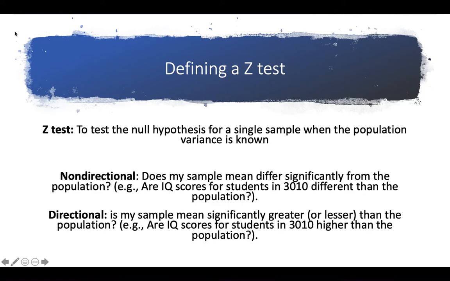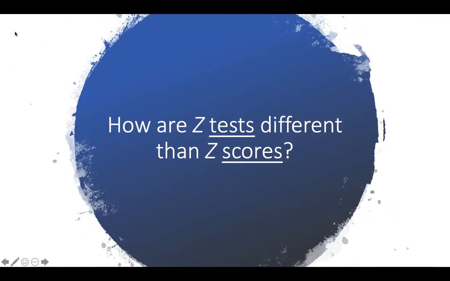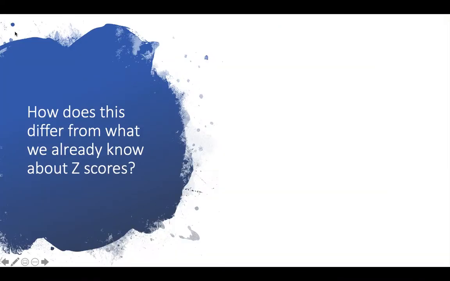You can also have a directional z-test. Is my sample mean significantly greater or lesser than the population? So for example, are IQ scores of students in 3010 higher than the population? How are z-tests and z-scores different? Well, a z-score tells us about an individual in relationship to the sample, right? A z-test allows us to test our sample against the population.